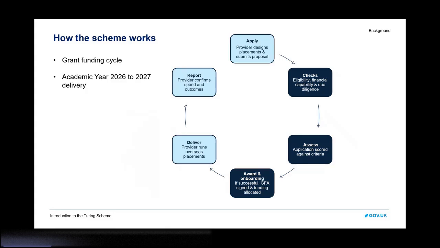Secondly, checks. After submission, we will confirm your eligibility and financial capability in line with managing public money and the government functional standard for grants. Third, assess. Applications are independently scored against published criteria. In schools and further education, applications are then ranked using a combination of the score and the proportion of learners from a disadvantaged background. In higher education, providers meeting the minimum quality threshold are allocated funding across the sector.